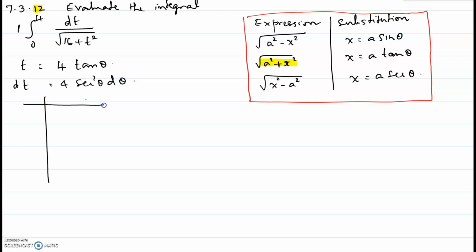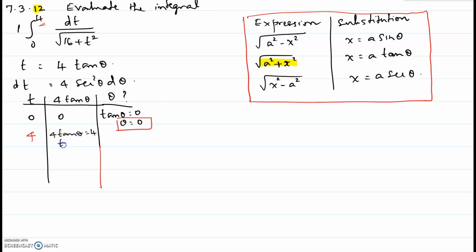It's a good idea to change the limits as well. For t equal to the lower limit, which is 0, 4 tan theta equals 0, or tan theta equals 0, which means theta equals 0. For the upper limit, t equals 4, so 4 tan theta equals 4, or tan theta equals 1, or theta equals pi by 4. So the new limits for theta are 0 and pi by 4.